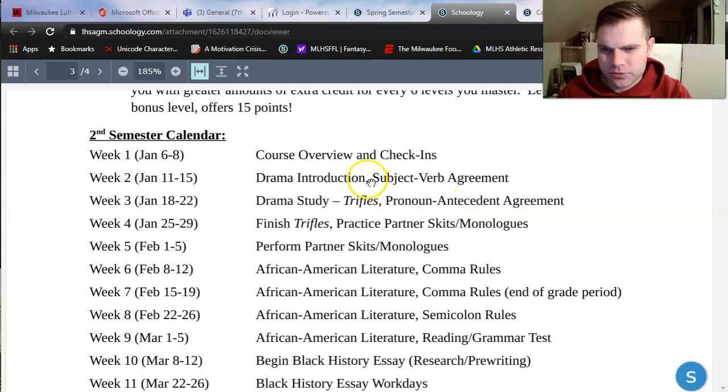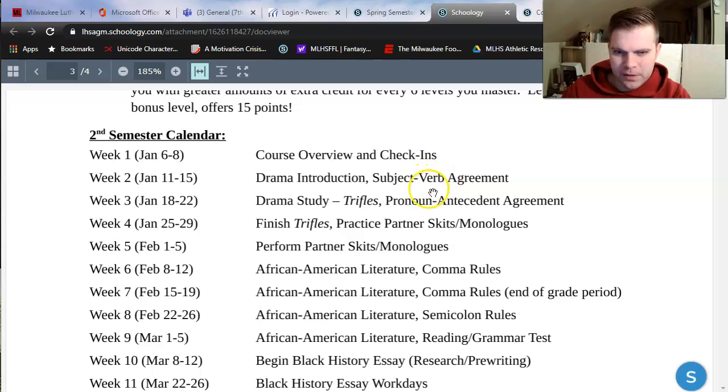From there, we start a drama unit for the month of January, going into that first week of February as well. For drama, I mainly just want to introduce you to how to study drama as a genre. Drama are things like plays on stage, to a smaller degree film, those kinds of things. As we're studying drama, we are going to study grammatical agreement.